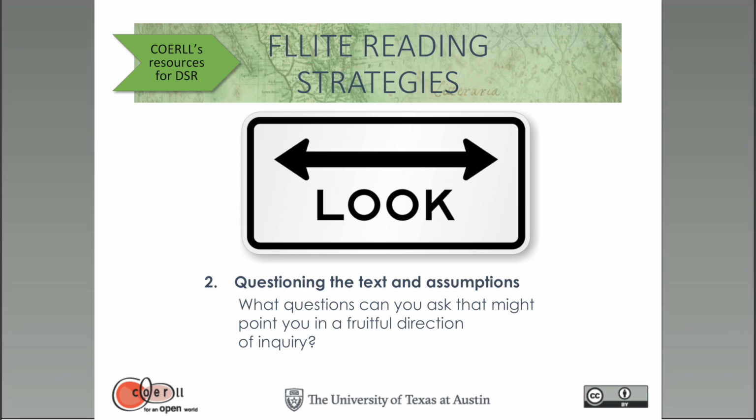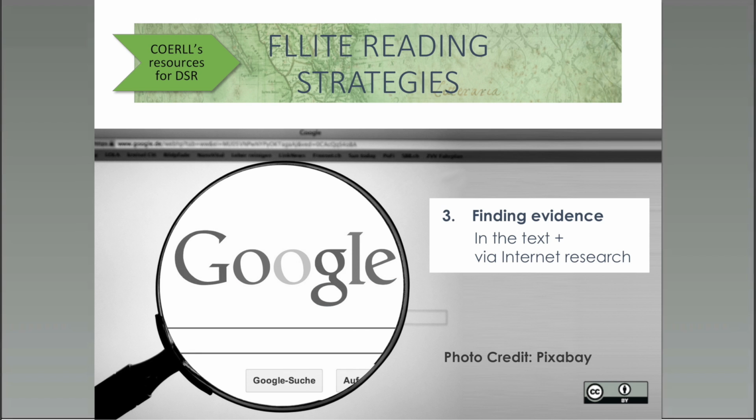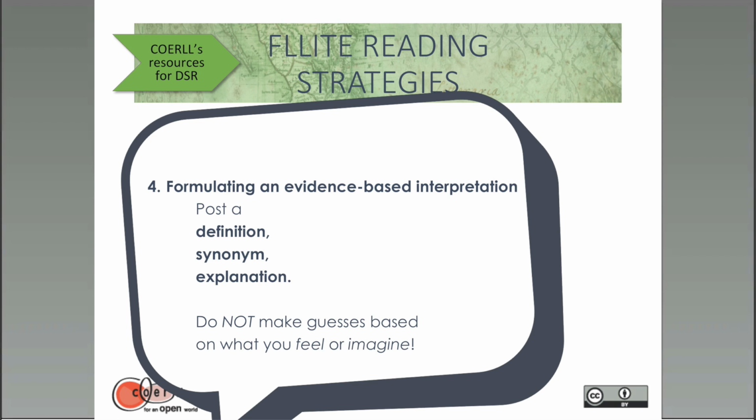So the second step then is questioning the text and assumptions. So, right, what kind of questions can you ask that would help you to think anew about something? What are you assuming based on your own cultural schemata? And then finding evidence both in the text and through internet research, because the wonderful thing about digital social reading is that you're already online. You can do some quick research and then come back to the text, and you can formulate an evidence-based interpretation, which is the 4th step.